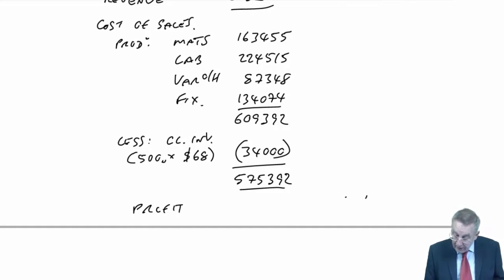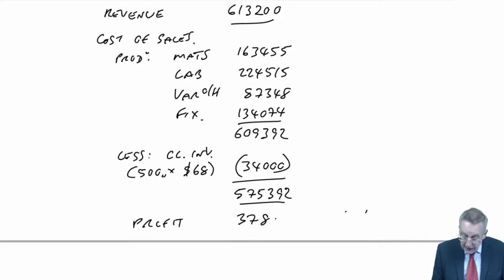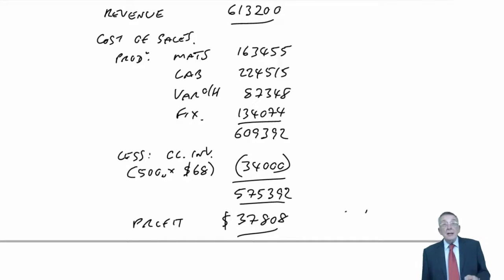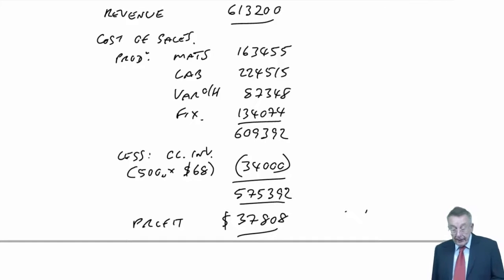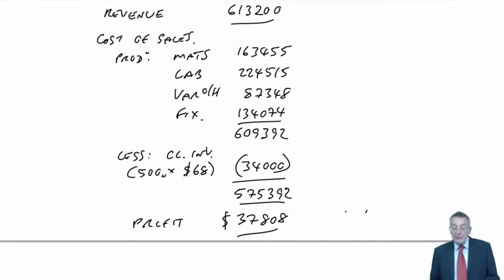revenue 613,200 less 575,392, an actual profit of 37,808. Which again is different from marginal. Let's not mess around with the marginal anymore. But the difference from marginal will be the change in inventory, 500 units times the standard fixed overhead of 15. It'll be 7,500 different.